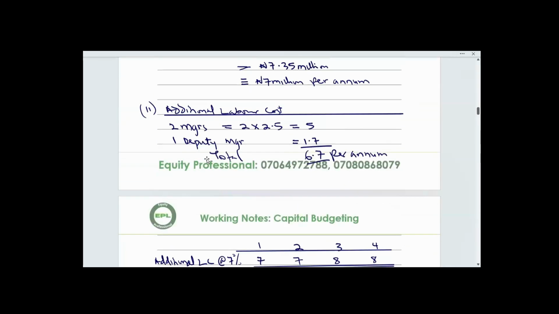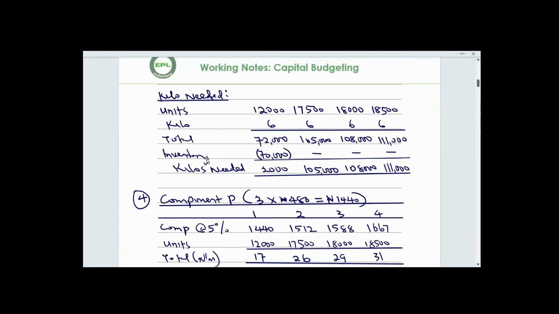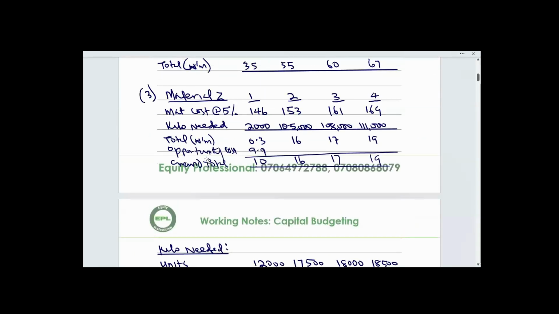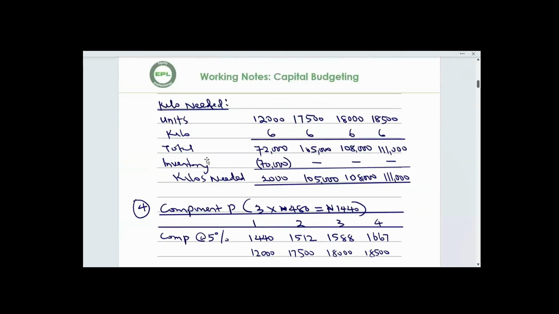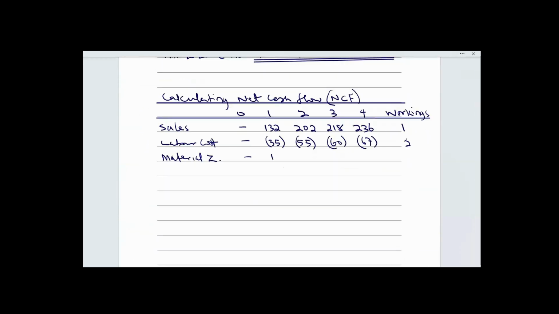For material Z in year 1, we calculated 10, 16, 17, 19. Here is 10, 16, 17, and then 19. Working number 3.